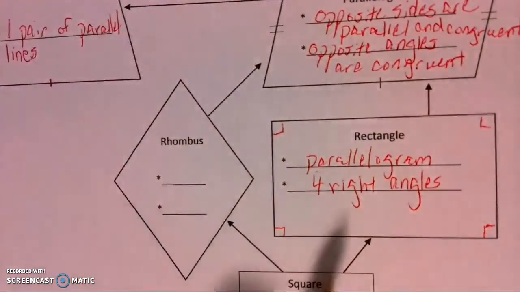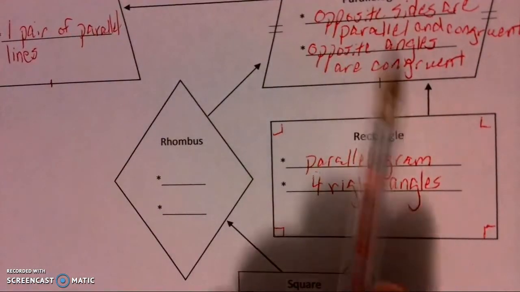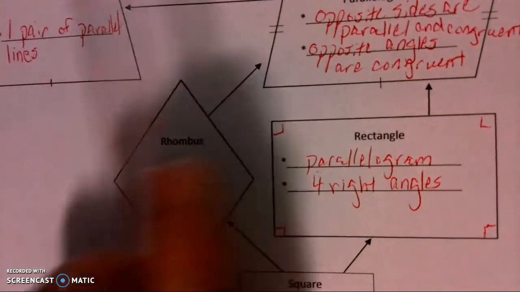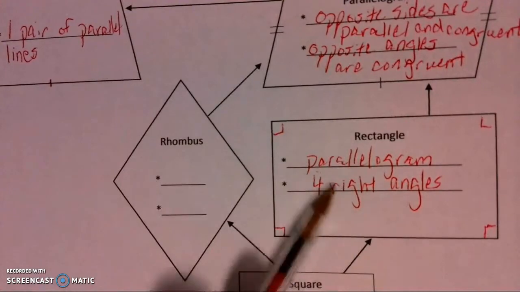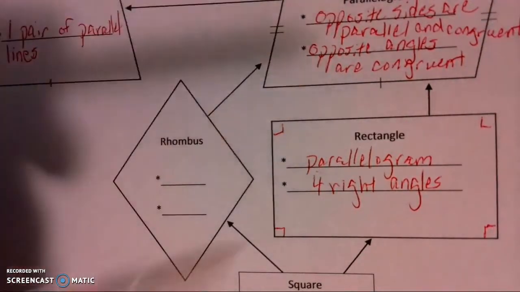So again, a rectangle is a parallelogram. A parallelogram is a trapezoid is a quadrilateral. So a rectangle is also a trapezoid. A rectangle is also a quadrilateral.